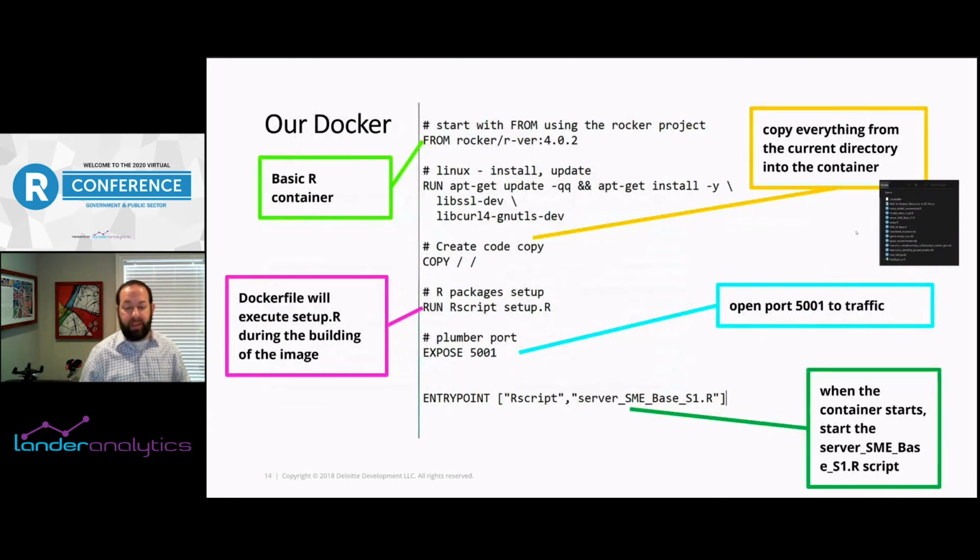This will be posted. This is the classic Docker for R. I'm using the base Rocker environment. We're updating the Linux. I'm creating a copy, that copies everything from my directory, all the code, all the data, all the functionality that I need in order to serve that. I'm running the script setup, and that's all the install library X, install library Y. And then I open the 5001, which we discussed a second ago. And then the entry point is the container start.